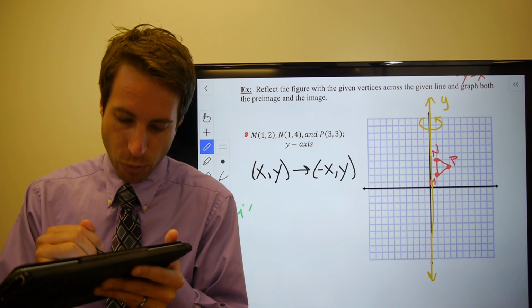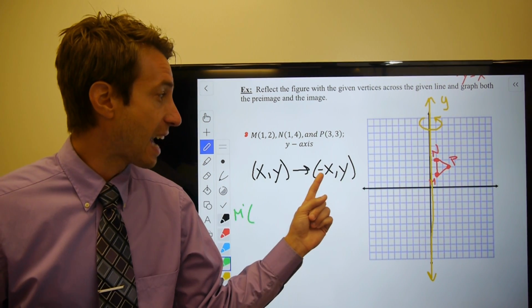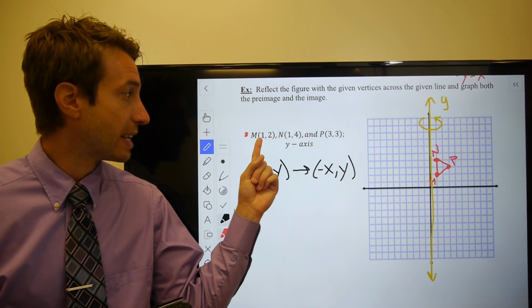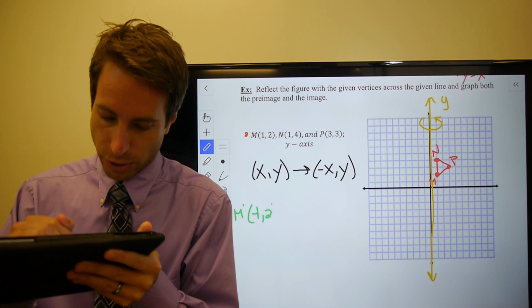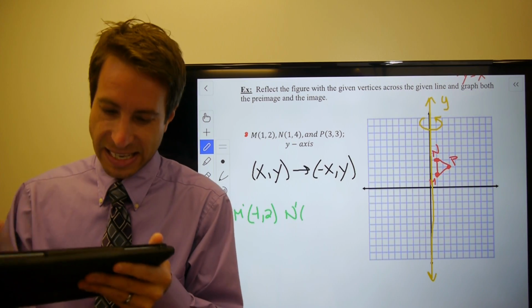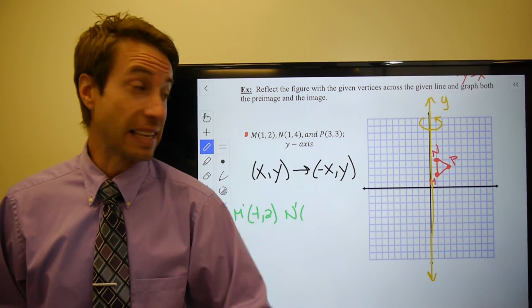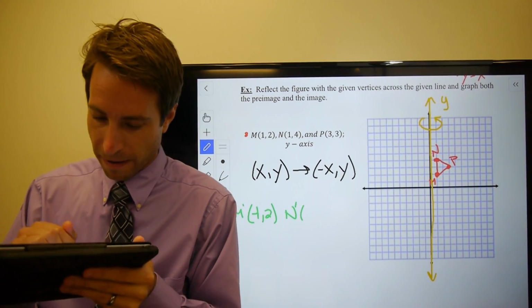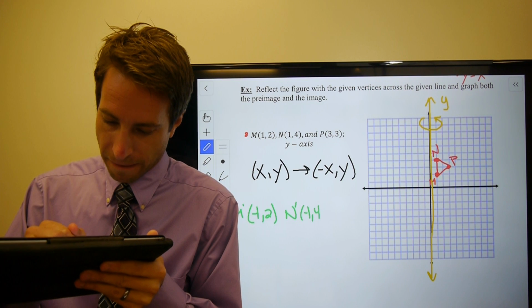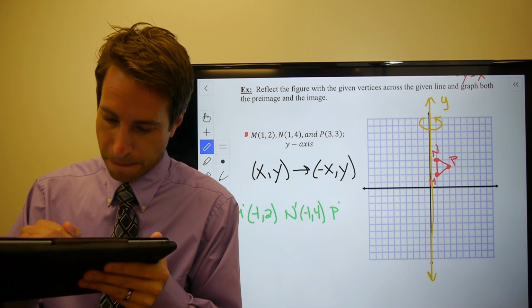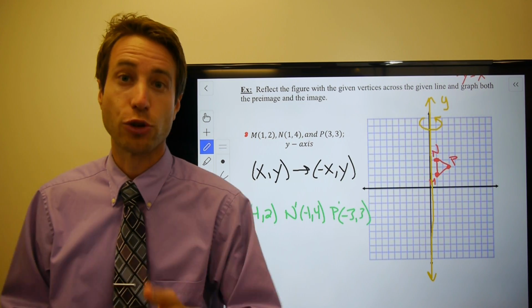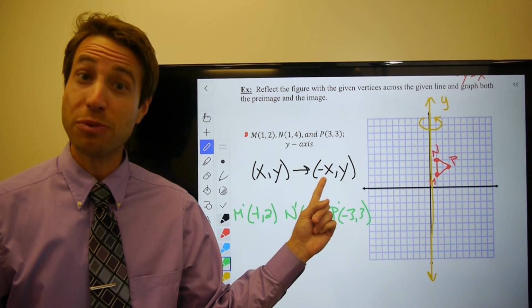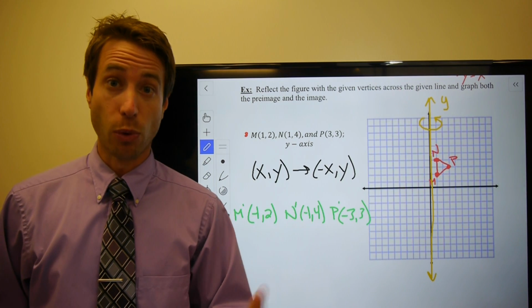M prime will now be at, I make the x value negative, leave y the way it is, so it'll now be negative 1, 2. N prime: x value negative, leave the y, so negative 1, 4. And P prime is going to be at negative 3, 3. Again, the transformation says make the x value negative, leave the y the same.